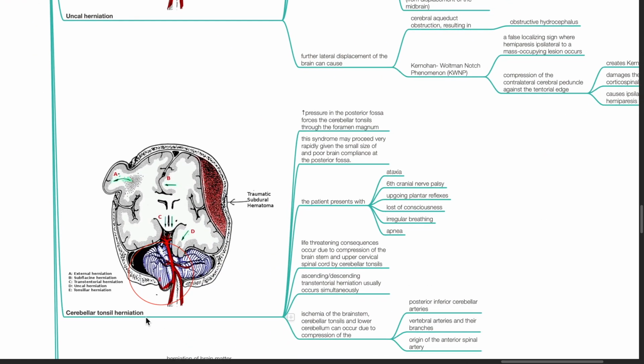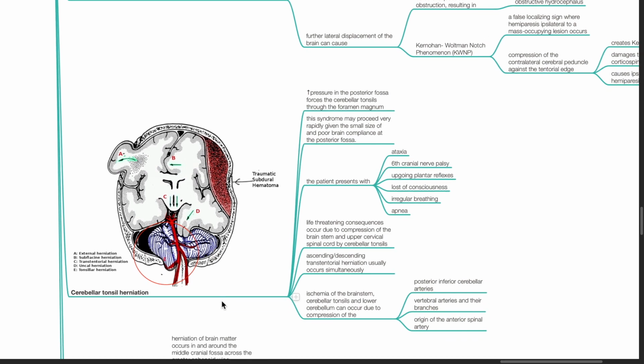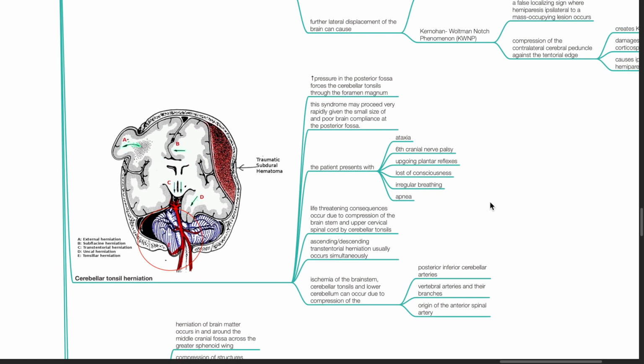Cerebellar tonsil herniation. Increased pressure in the posterior fossa forces the cerebellar tonsils through the foramen magnum. This syndrome may proceed very rapidly given the small size and poor brain compliance at the posterior fossa. The patient presents with ataxia, 6th cranial nerve palsy, upgoing plantar reflexes, loss of consciousness, irregular breathing, and apnea.